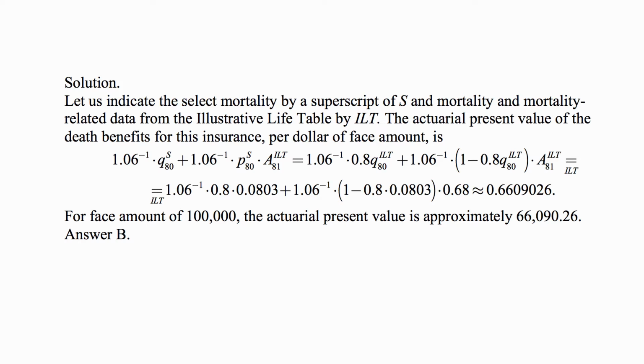0.6609026. But the face amount is 100,000, so the actuarial present value that we're looking for is approximately 66,090.26, which is exactly 100,000, the face amount, times the amount that you see there, 0.6609026. And that's answer B.